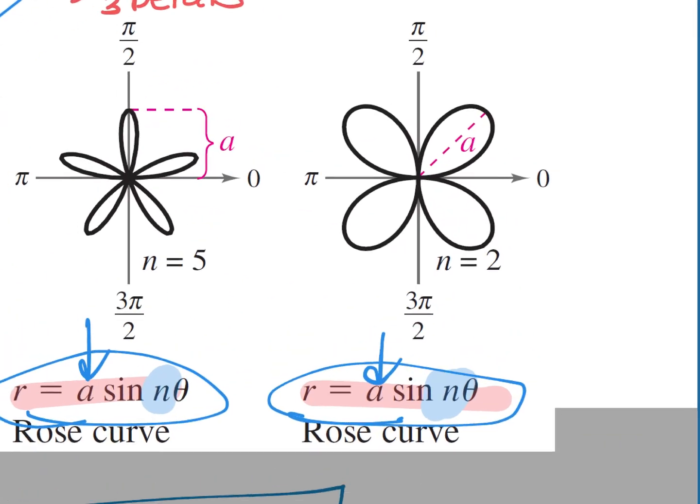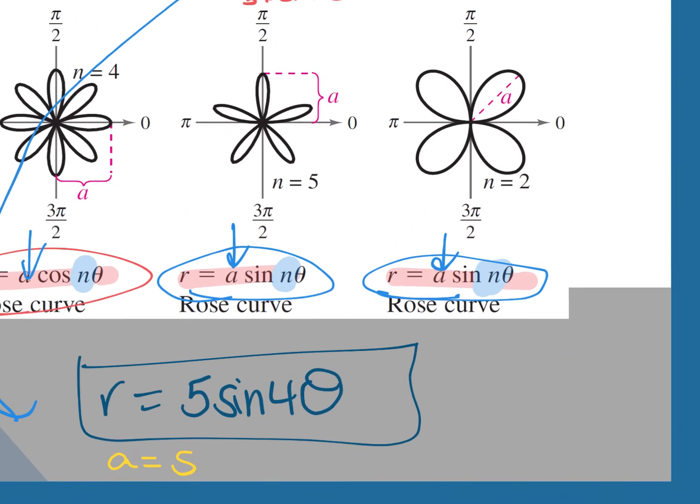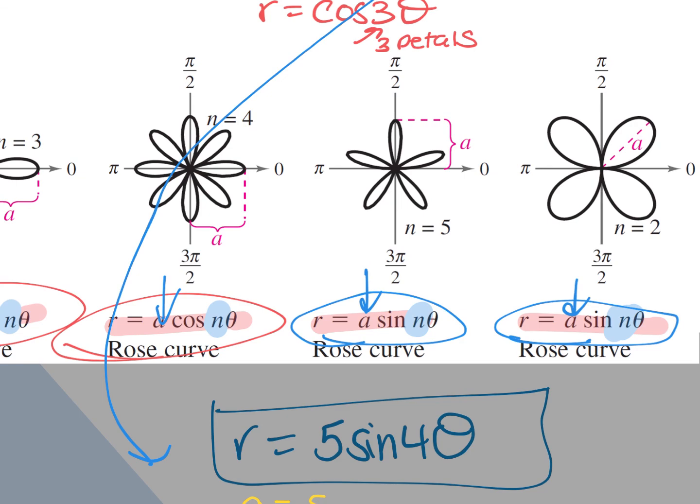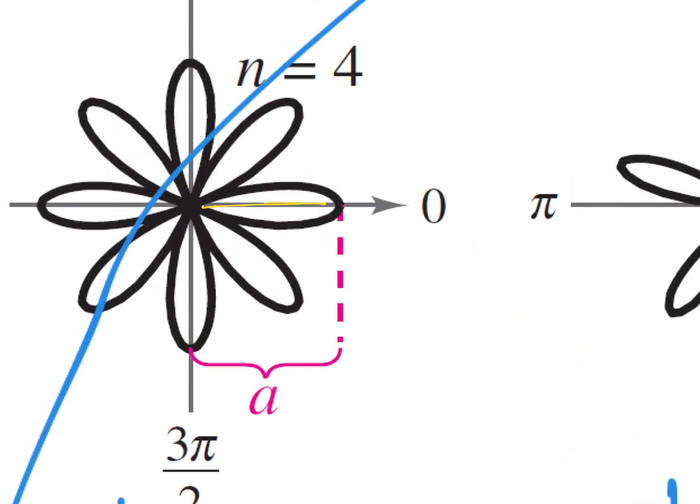This would have 8 petals. So let's say it's this one. This A would be 5. Whether it's there or there or there, whatever petal it is, the furthest point out on that petal is going to have a radius of 5.